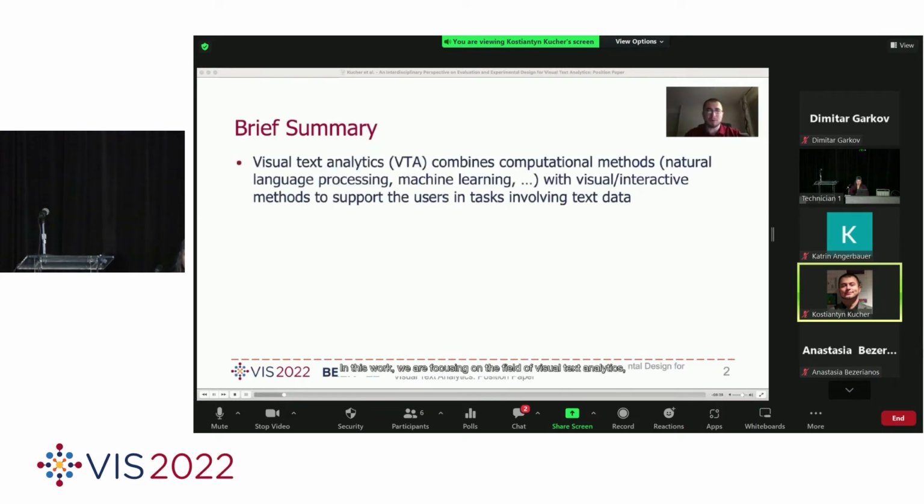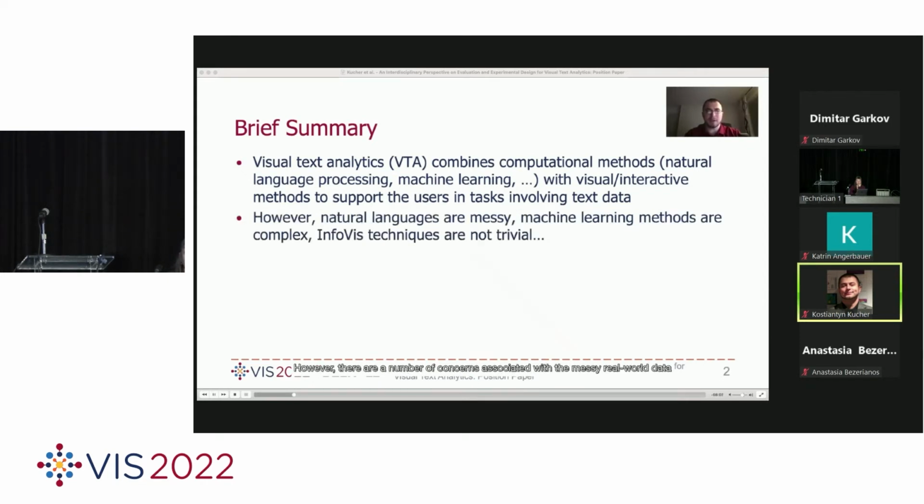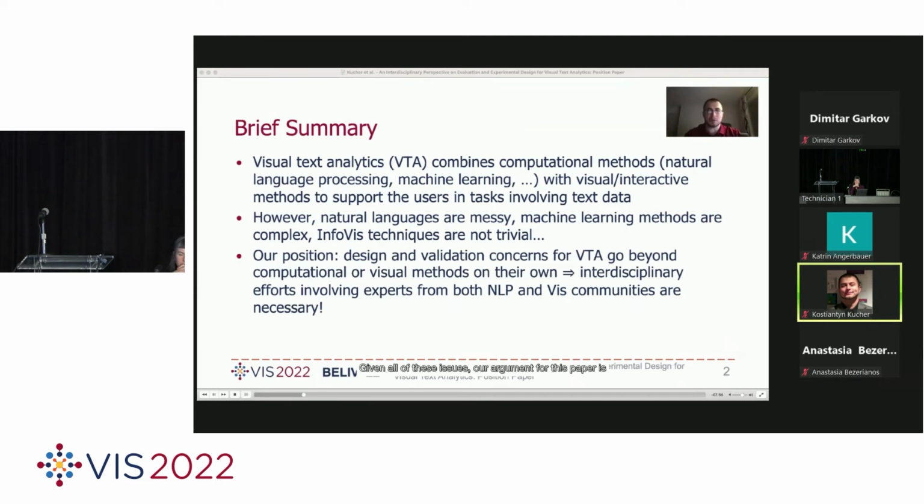In this work, we are focusing on the field of visual text analytics, which combines computational and visual interactive methods for text data. However, there are a number of concerns associated with the messy real-world data used by such approaches, the computational algorithms and models, and the visual representations and interactions. Given all of these issues, our argument for this paper is that design and validation concerns for visual text analytics go beyond the natural language processing community or the information visualization community on its own, and truly interdisciplinary efforts and collaborations are necessary.